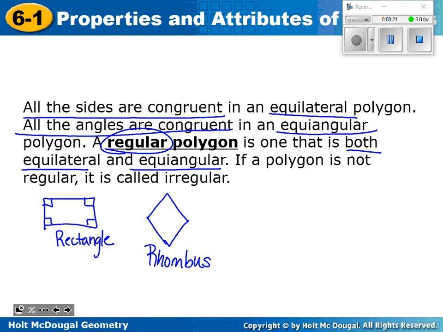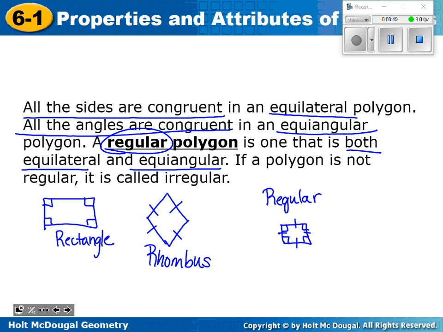It popped up the other day, and I thought, I need to remember this when we get to chapter 6. Four congruent sides could be a rhombus, four right angles could be a rectangle. So you can have a quadrilateral that is only equilateral, only equiangular, or both. If it's both and it's regular, what shape is it? A square.